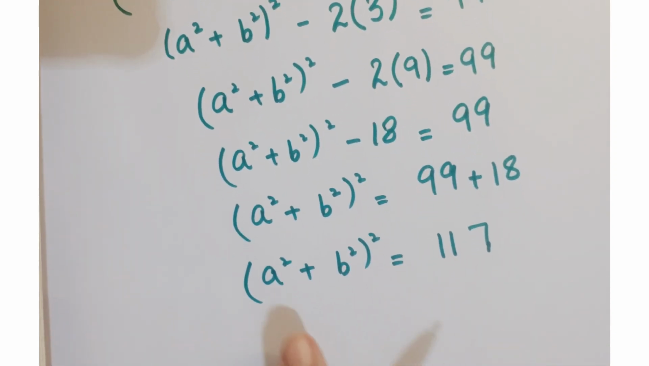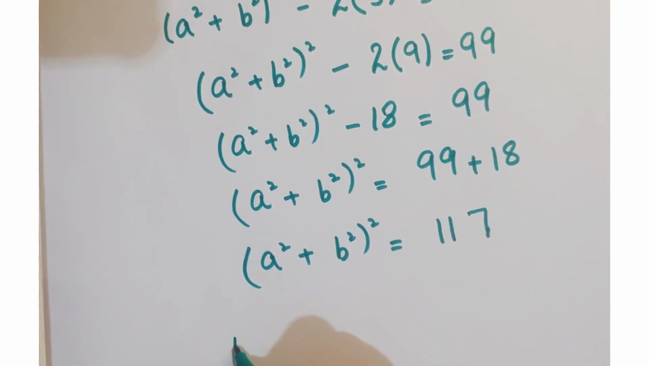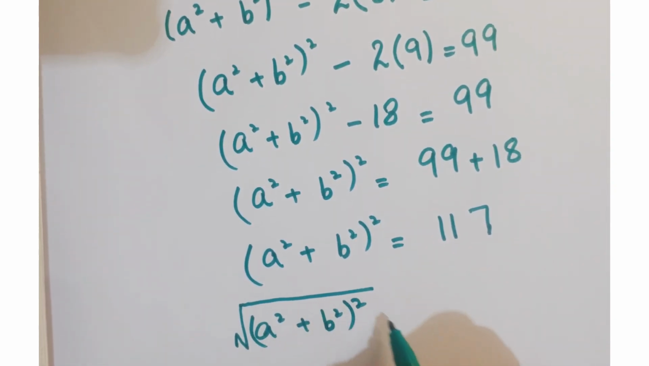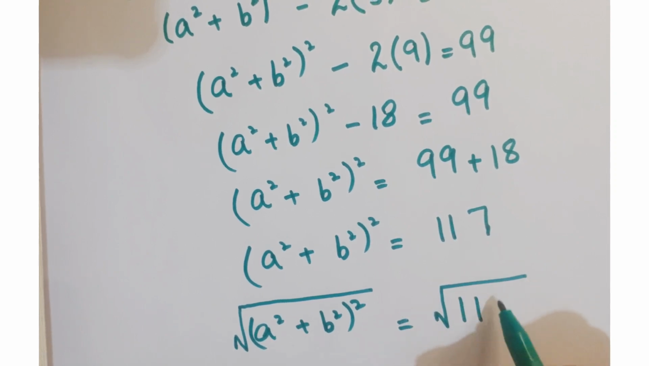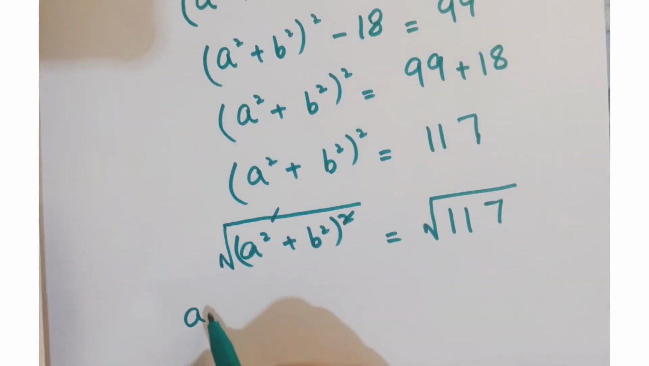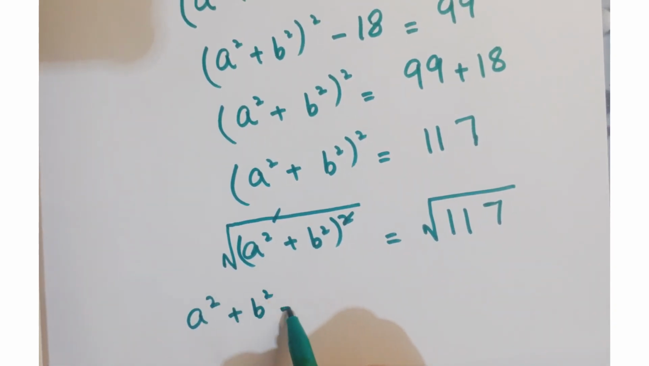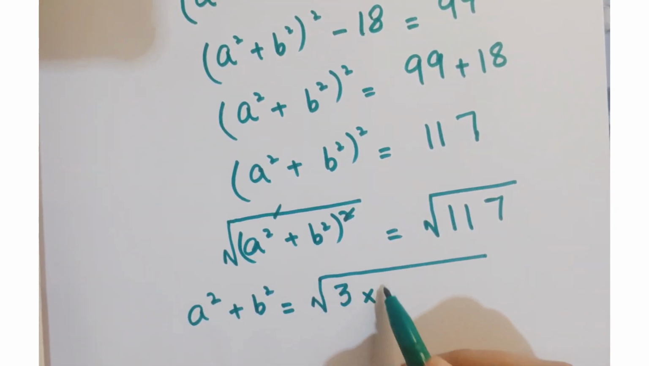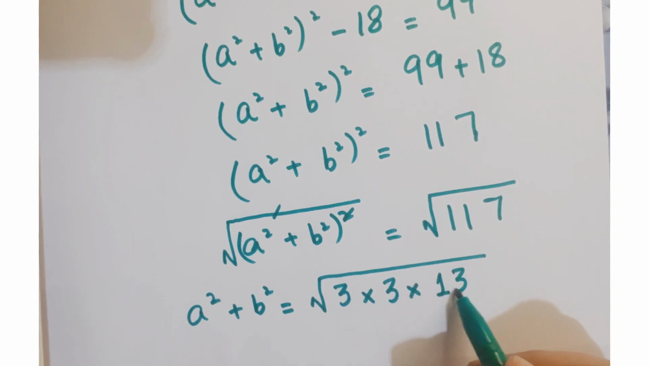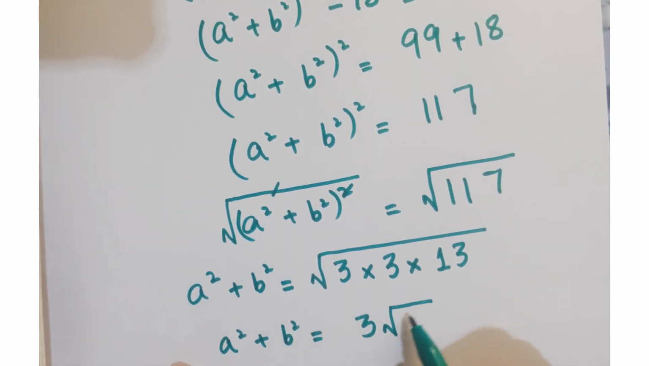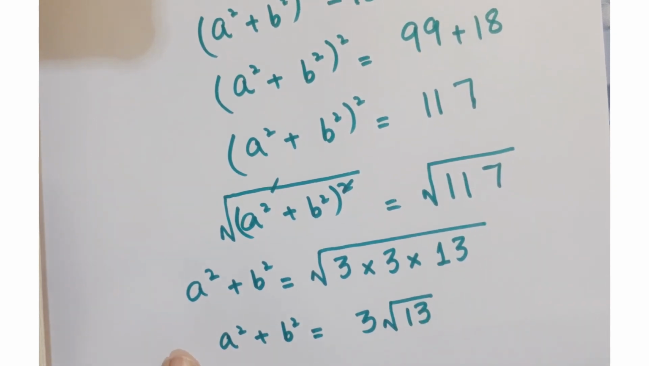Now, in order to find the value of a square plus b square, just take the square root on both sides. So this root and this square get cancelled and we have a square plus b square is equal to the square root of 117. Now this 117 can be written as 3 into 3 into 13. So we get a square plus b square is equal to 3 under root 13, and this is our required answer.